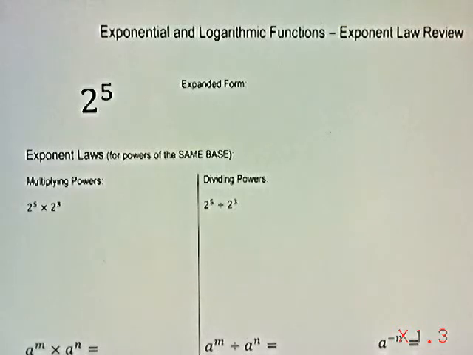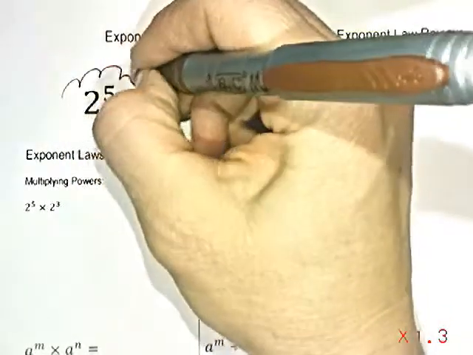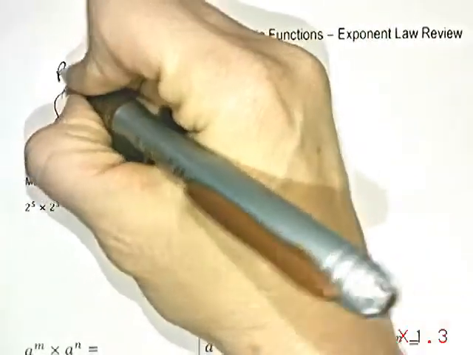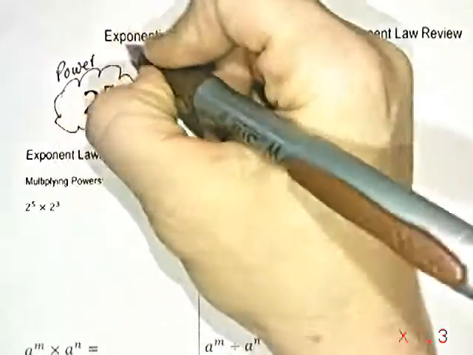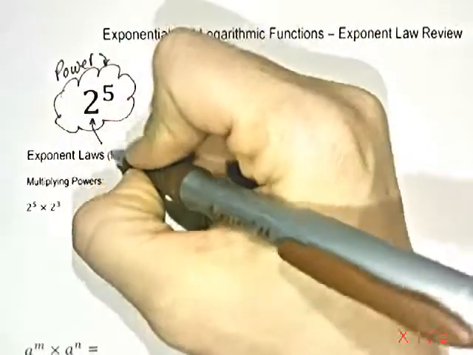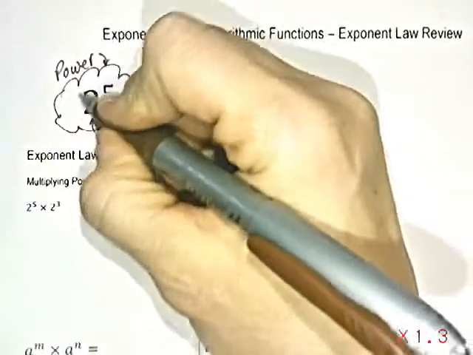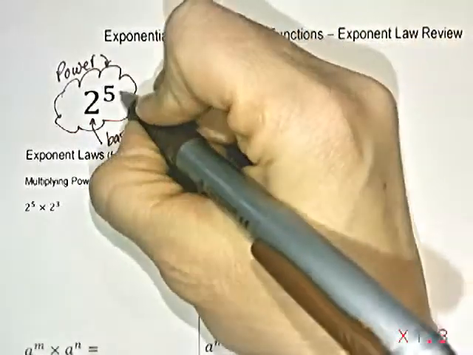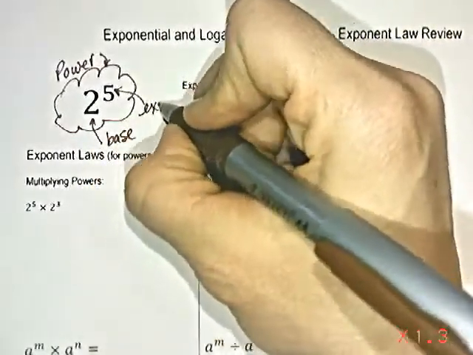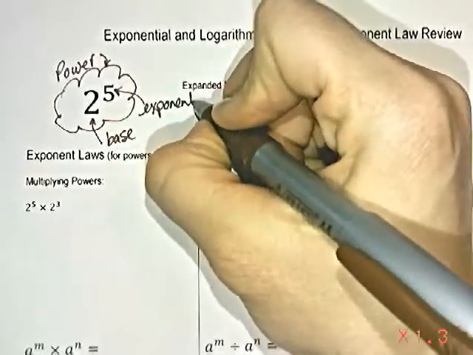This video is meant as a review of the basic exponent laws as well as negative exponents and fractional exponents towards the end. When somebody talks about a power, they're talking about the whole structure here. The power is made up of two numbers. A larger number we call the base, and then a smaller number up high known as the exponent.